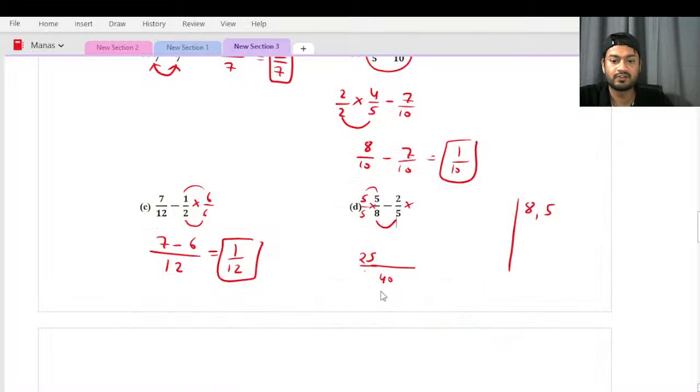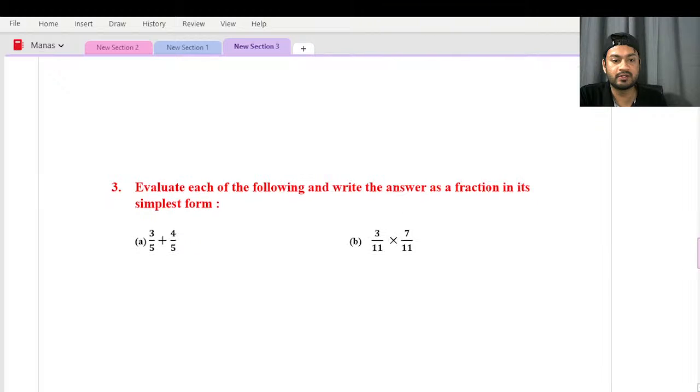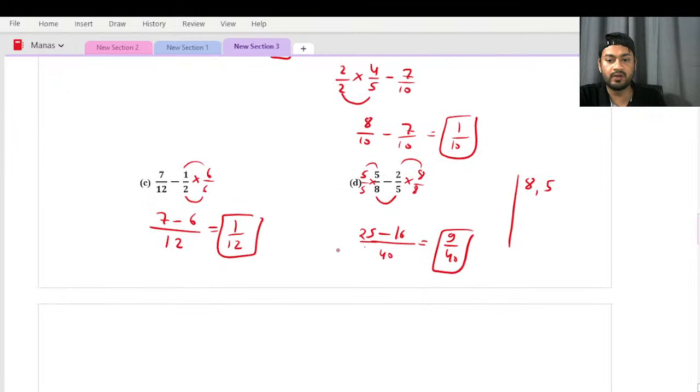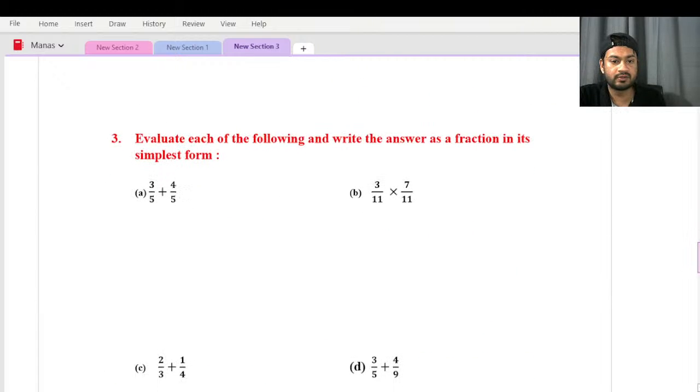Okay, so to get 40 here, I will multiply by 8, because 8 times 5 is 40. So 8 times 2 is 16. So you can subtract it. What will it come to? It will be 9 by 40. So that is your answer. Right, now this is over, we have done this question. So let's do another part of this question. So there is question number 3.